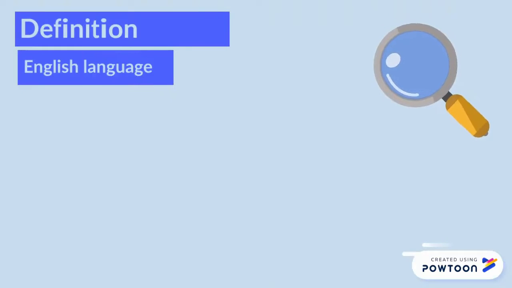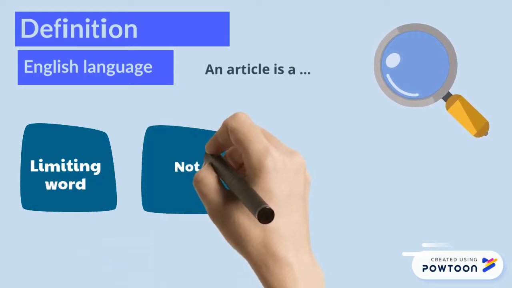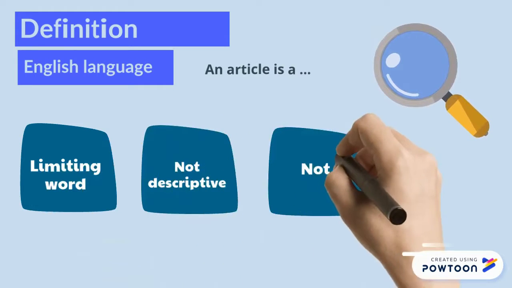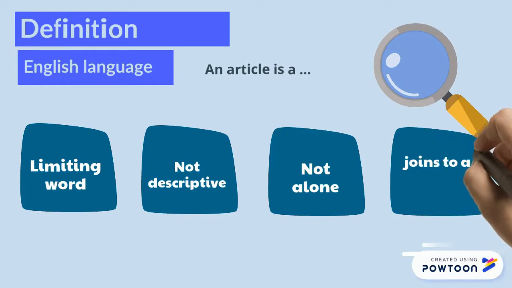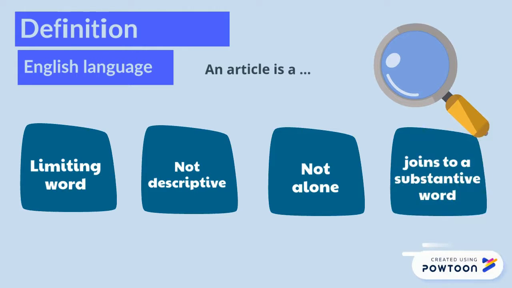In the English language and according to Baskerville and Sewell, an article is a limiting word, not descriptive, which cannot be used alone, but always joins to a substantive word to denote a particular thing or a group or class of things, or an individual of a group or class.